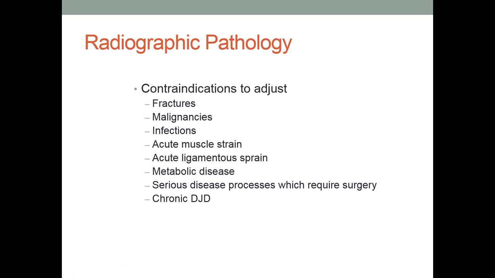Contraindications to adjust, and this is critical. You don't want to adjust a fracture. Malignancy: when a dog has cancer, you can adjust them, but you're sure not going to adjust the area of the malignancy. That's a concern there. Infection, again, osteomyelitis, be careful there. Acute muscle strain, acute ligamentous strain, metabolic disease that might affect bone density, serious disease processes that require surgery on bone, again, ruptured ligaments, things like that. Joint disease. I'm not saying I've never adjusted a joint, but be careful when you do that.